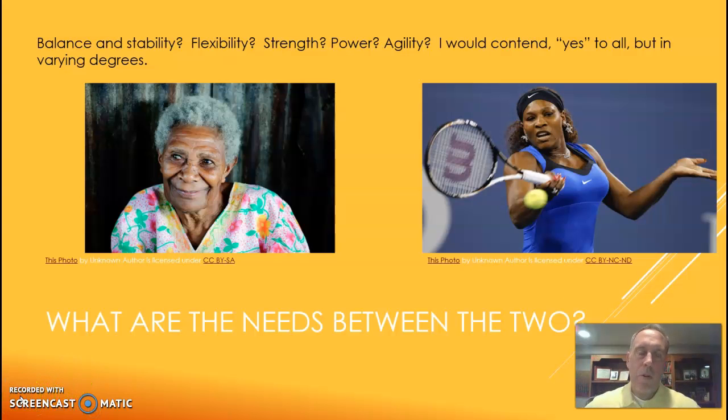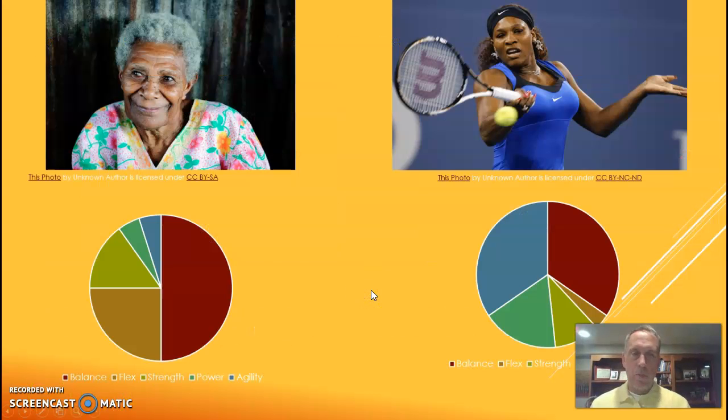That pie chart holds true across so many things, but in this example, as we'll see, you look at the gal to the left, she requires, 50% of her time is all about balance, 25% flexibility, then to a lesser degree strength, to a lesser degree power, and 5% wise agility.